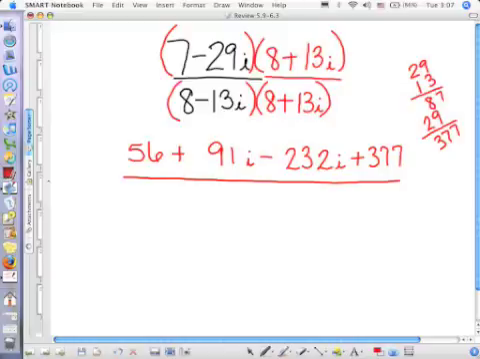In the denominator, 8 times 8 is 64. Your inner and outer terms cancel. Last times last is negative 169, but the i squared changes the sign.